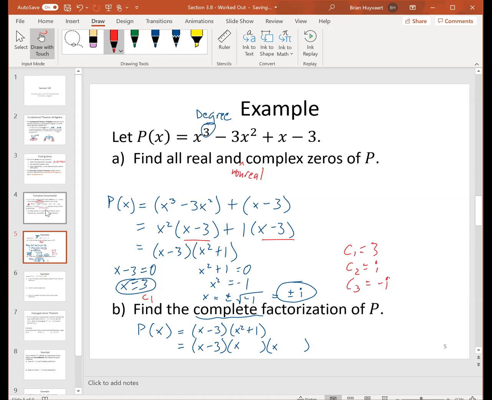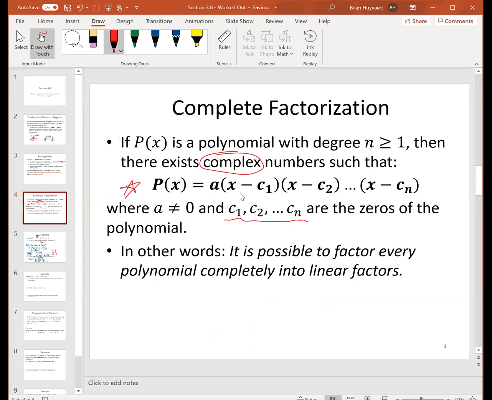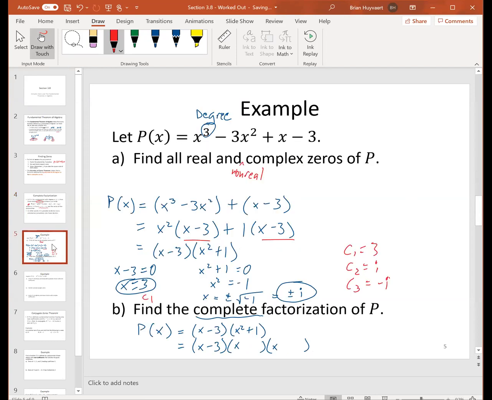So when we go for this complete factorization, everything should look like x minus your zeros, right? x minus C1, x minus C2. So let's keep that in mind. Okay, so x minus 3, that was the first one, right? x minus C1. Our next one's going to be x minus i, because that's C2. And then the last one's going to be x minus negative i, so really x plus i. And there's our complete factorization, right? Everything is linear there, and we do have a mix of real and complex.